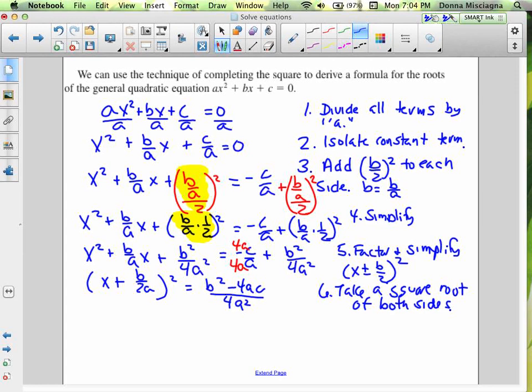All right, so on this side, we have x plus b divided by 2a, squared. And on the other side, since we have a quotient, a fraction here, we can take the square root of the numerator and the square root of the denominator separately.